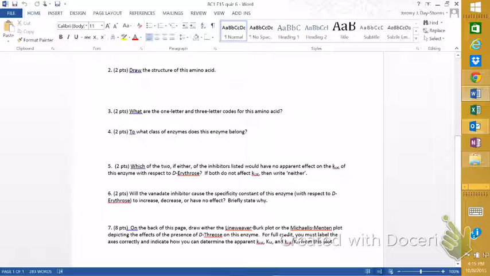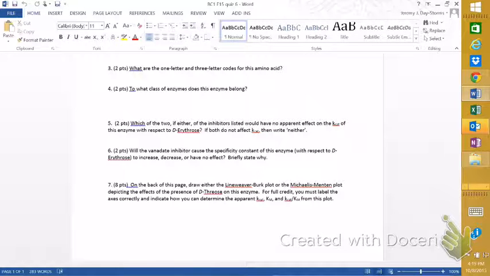The next question, question 5, says, which of the two, if either, of the inhibitors listed would have no apparent effect on kcat or Vmax of this enzyme with respect to the substrate erythrose? If both do not affect kcat, then write neither. That's really just a way of describing what kind of inhibitors affect which part of the enzyme mechanism.